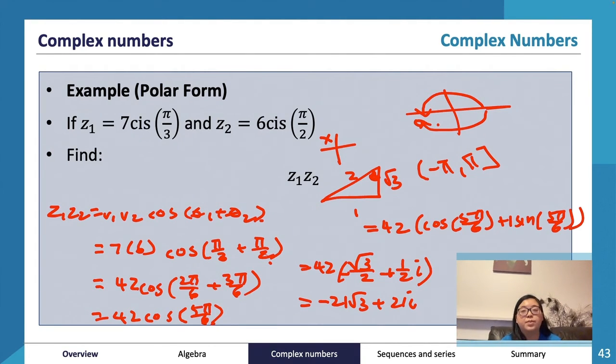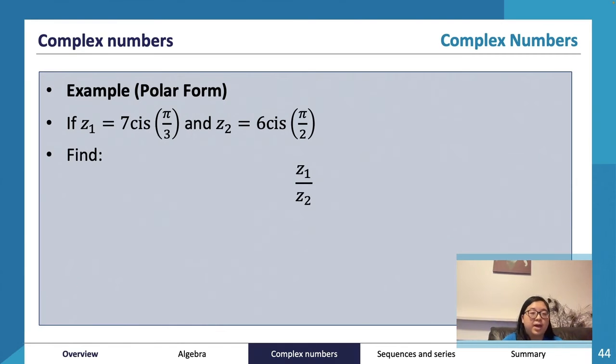Cool. Awesome. All right, so let's talk about dividing those two now. So it's Z1 divided by Z2. Remember, we know that that's going to be R1 over R2 cis theta 1 minus theta 2. Now what we're going to do is just put that all in.